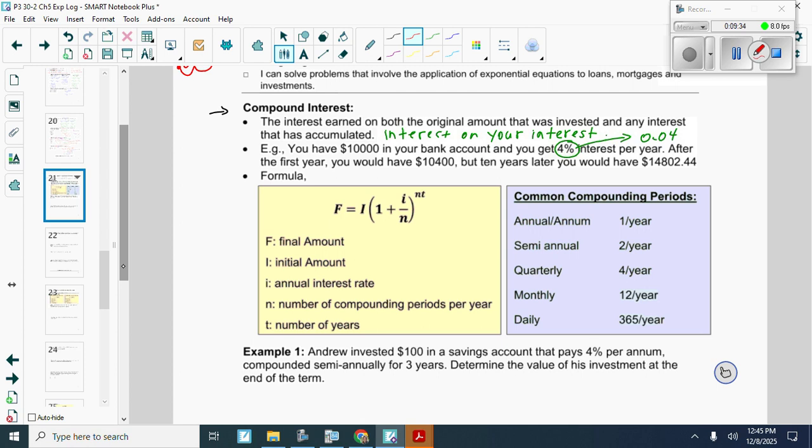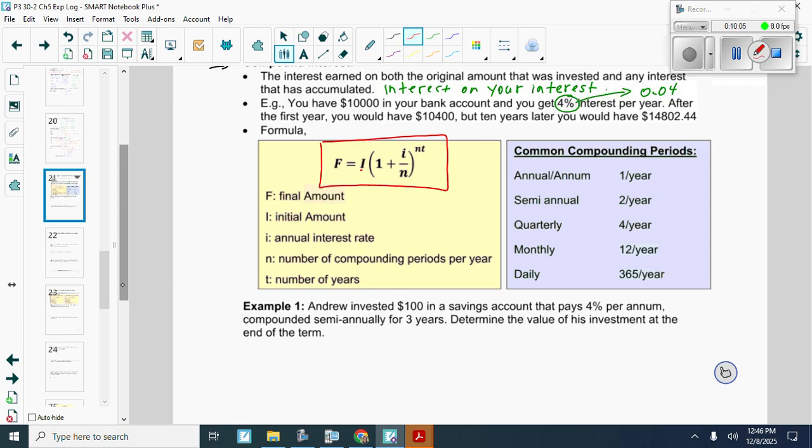Okay, so we're going to be using this formula. So let's break it apart, make sure that we understand what all the bits are and how we can use the formula. Okay, so F stands for the final amount. Okay, so if we want to know how much our investment is worth after so many years, that's what F stands for. I is going to be, so this is our I, the capital I. I is your initial amount. How much did we start with? Okay. The little i is your annual interest rate.